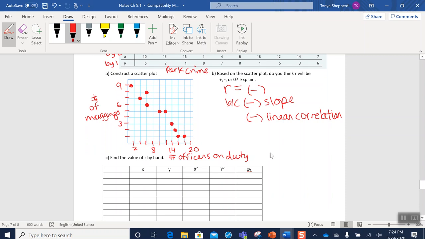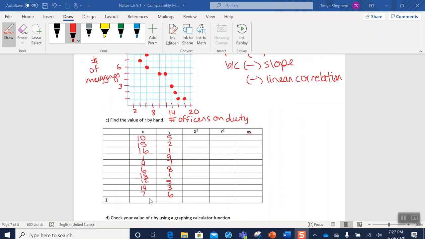Okay, find the value of R by hand. So this is where we need our formula. So the first thing that we have to do, if we look at the formula, you can see that we have to get a lot of different sums. We have to get the sum of the x's. So first thing we have to do is record all the x values in our table so we can add them up. So let's go ahead and write them down. Fill in all your x values and all your y values into the table and add them up.